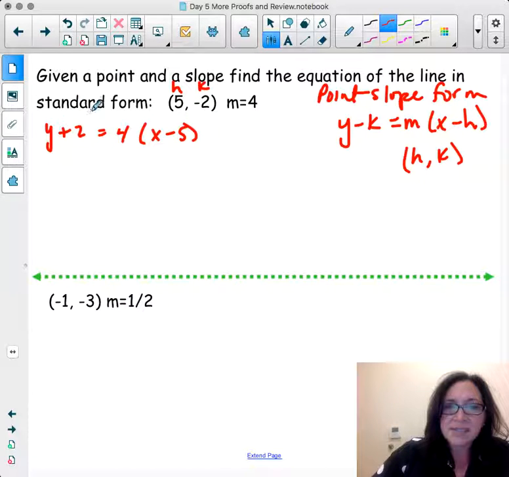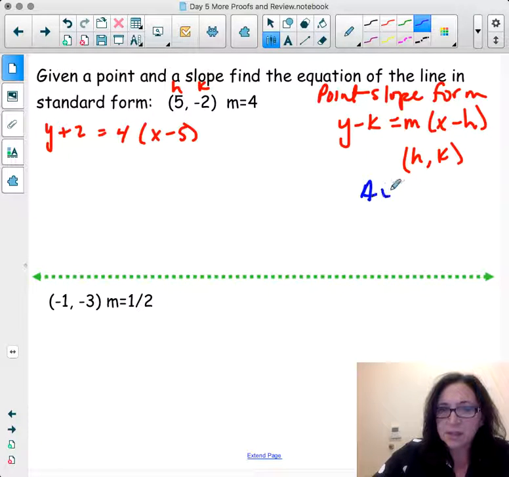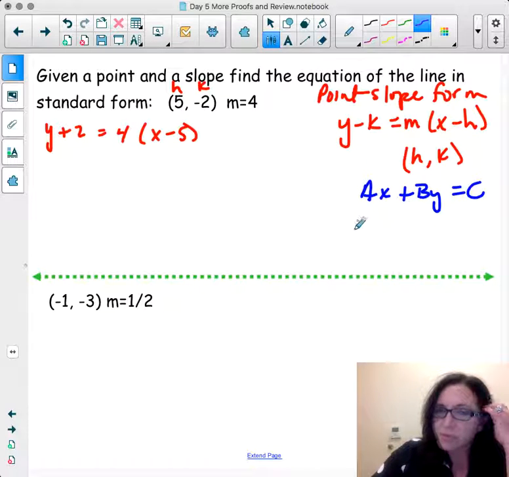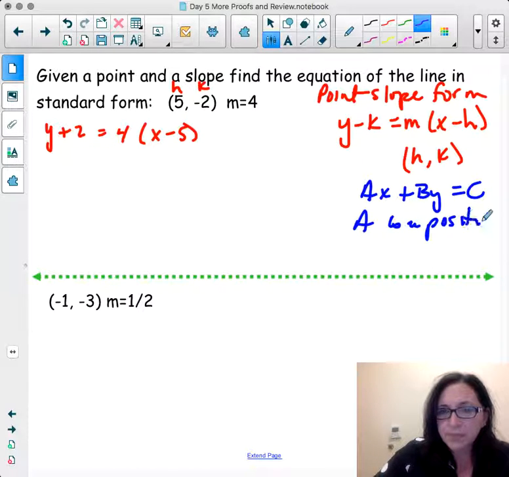To put it in standard form, if you remember what that is, standard form looks like this: ax plus by is equal to c. This is where a is a positive integer.